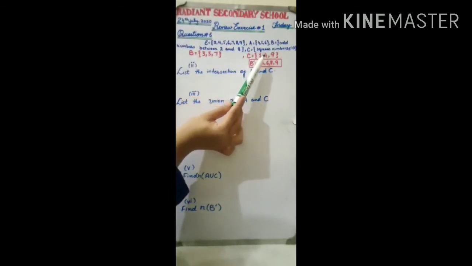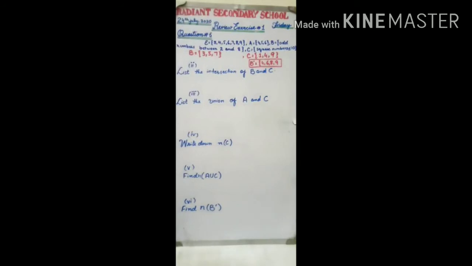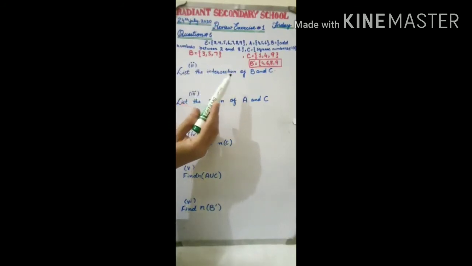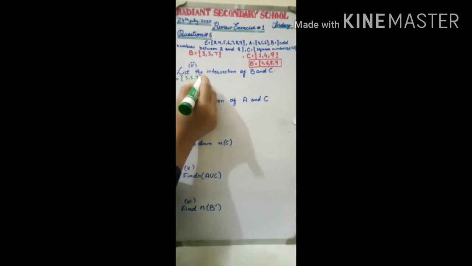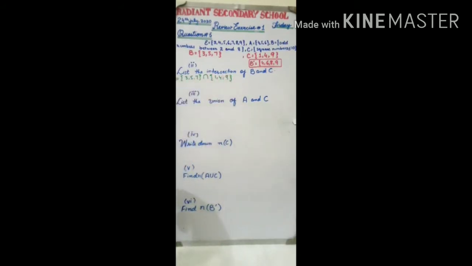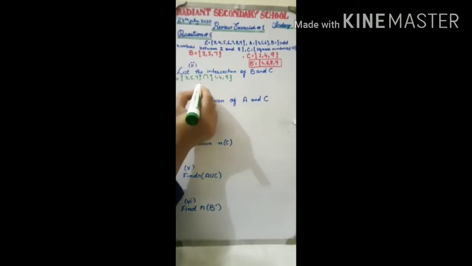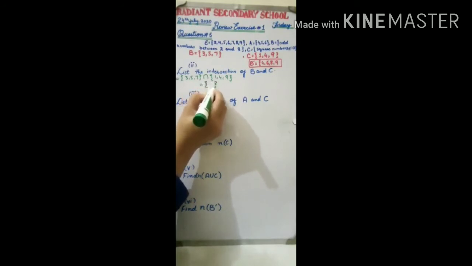It will become 1, 4 and 9. These are the perfect squares. That's why we call them square numbers. So in part 2, list the intersection of B and C. We have to find the intersection of the B and C sets. 3, 5, 7. Intersection 1, 4, 9. Is there any common element present? No, there is no common element between these two sets. So their intersection will become the empty set.